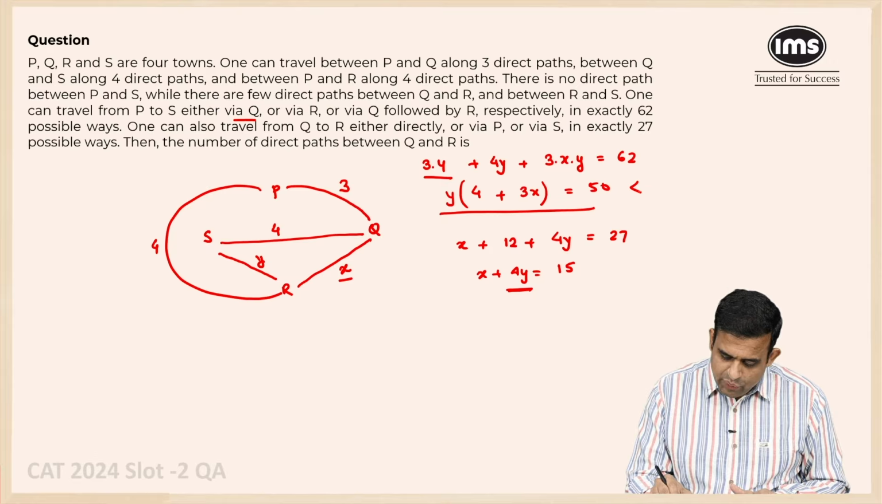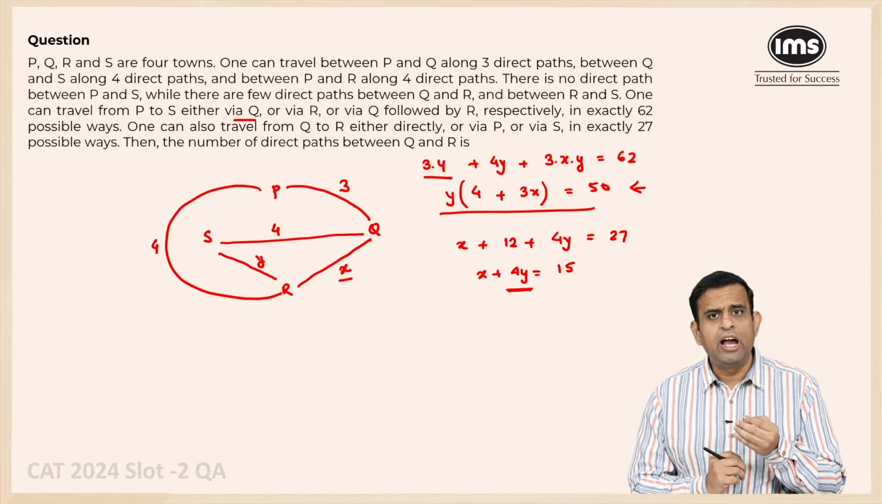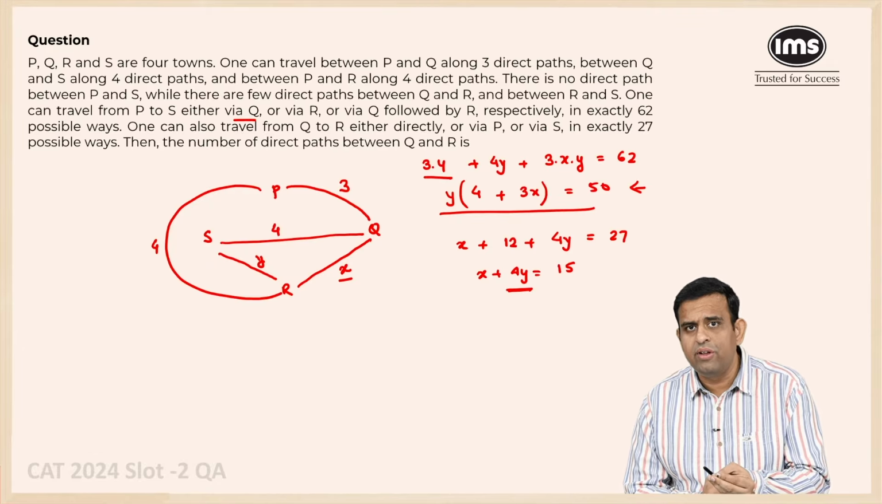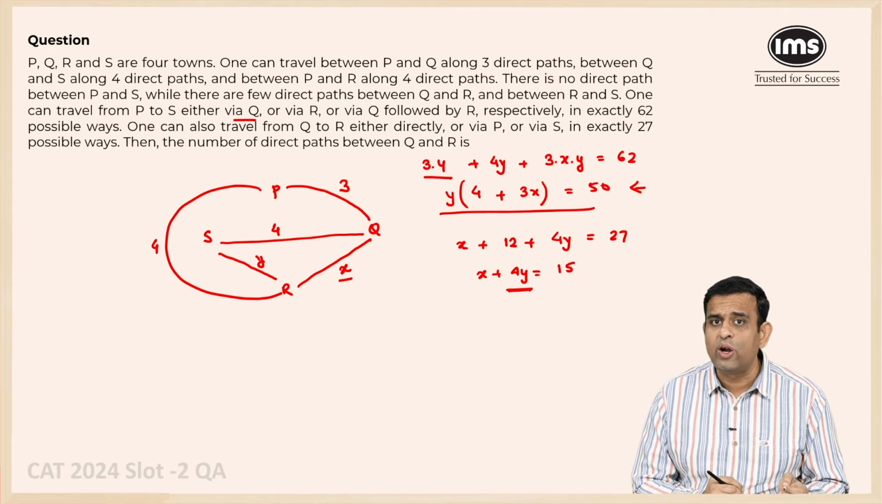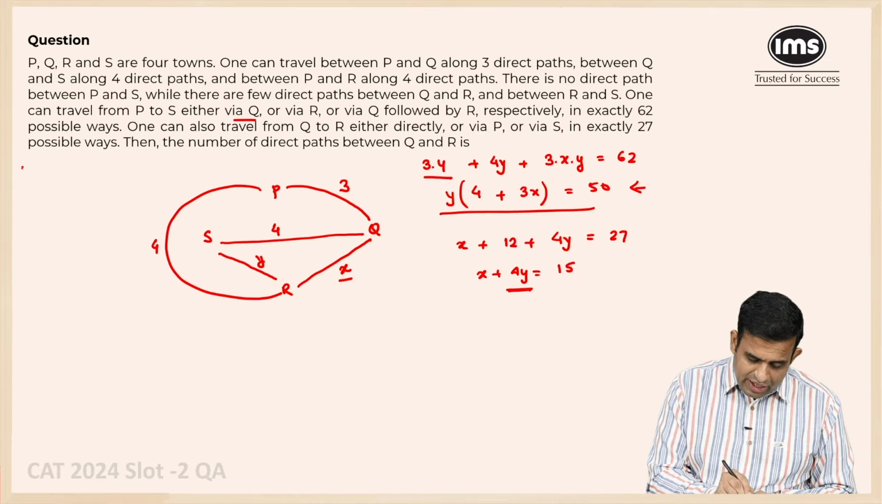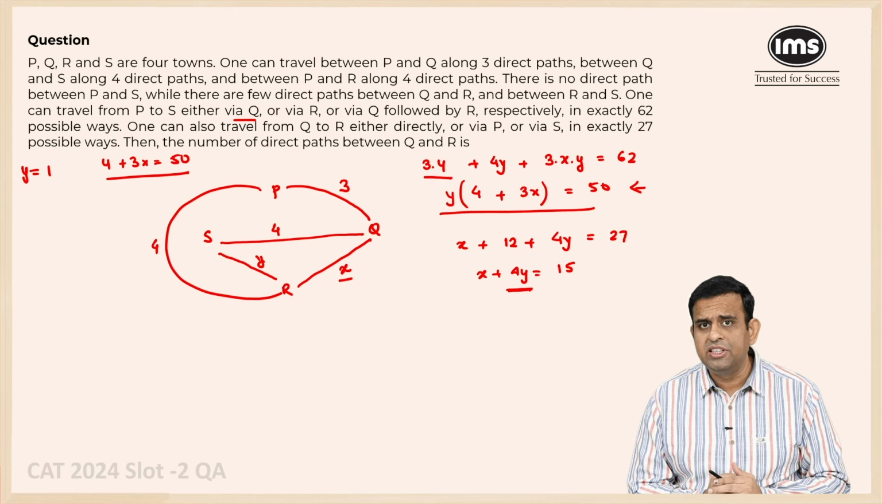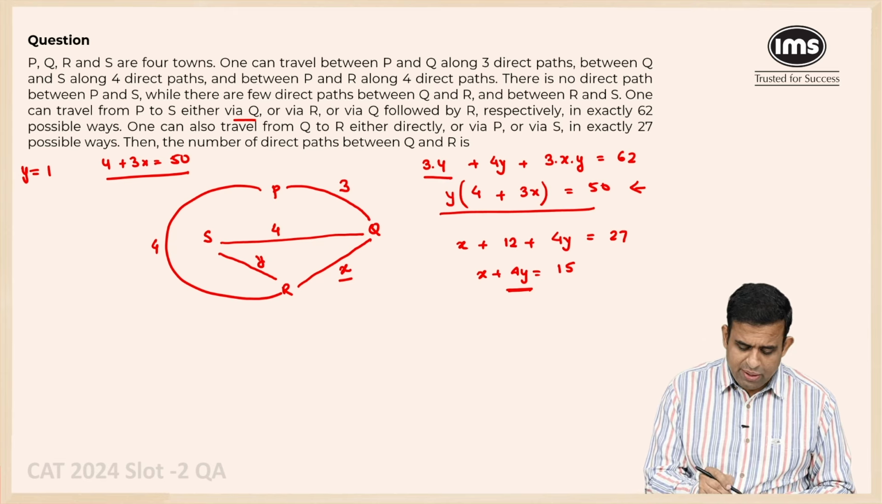Also understand from this equation, y into 4 plus 3x, y is a positive integer and must be a factor of the number 50. So one can try out the value of y as 1 or y as 2. If I put y equal to 1, in that case one will get 4 plus 3x equals 50, and we won't get a nice value of x in this particular case. So y equals 1 can be ruled out.